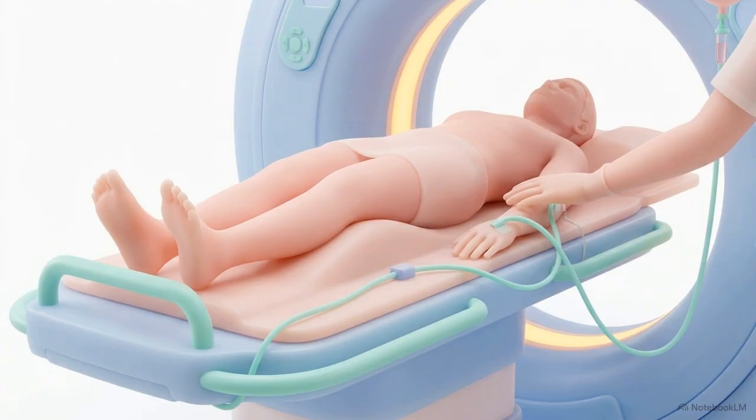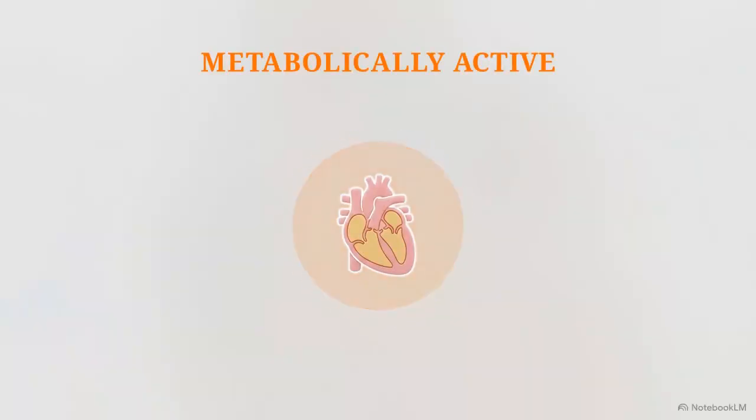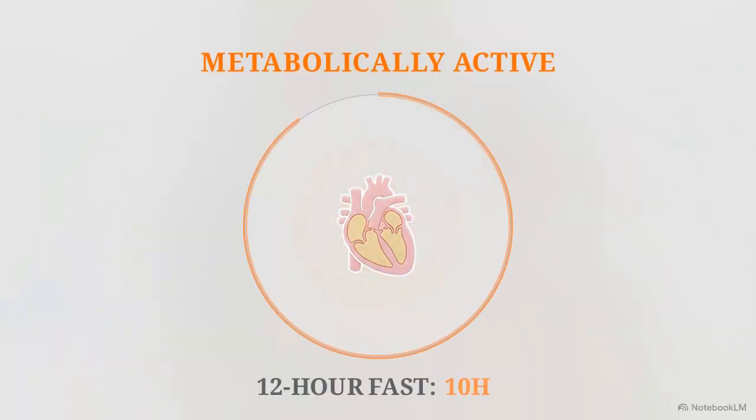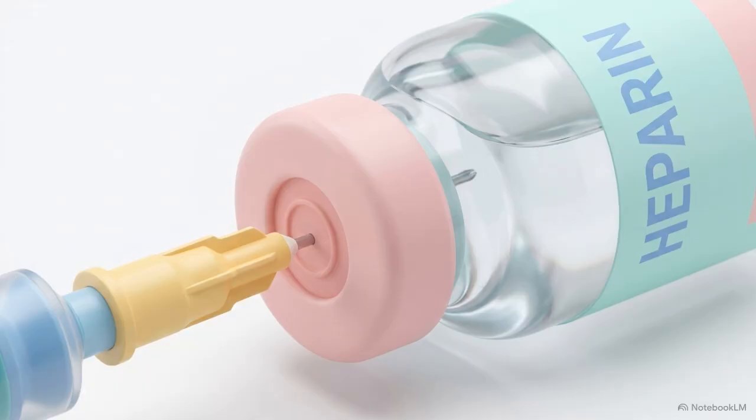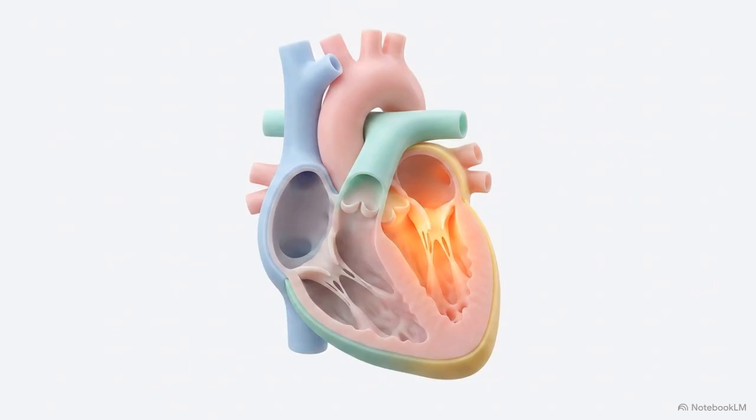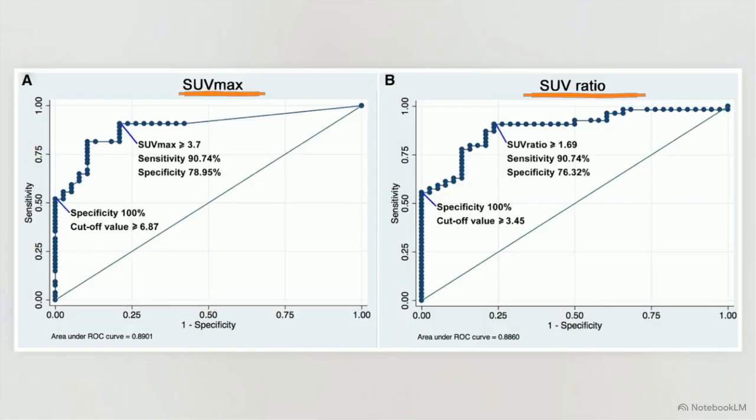Obtaining these results requires a strict preparation protocol. To prevent the heart muscle from consuming the glucose tracer, patients fast for 12 hours and receive intravenous heparin 15 minutes before the injection. This ensures that the myocardium is metabolically quiet, allowing only the infected areas to glow on the scan. These ROC curves establish the exact metabolic thresholds to identify infection.